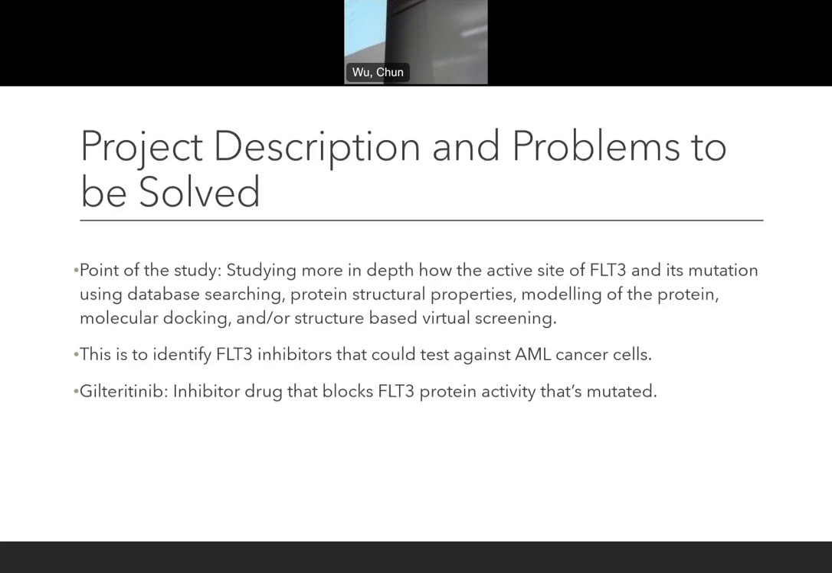And then it's basically to identify FLT3 inhibitors to test against the leukemia cells, and also to identify potential compounds binding to the F691L mutation and block the FLT3 activity. With this inhibitor drug, it basically blocks the activity of the mutated FLT3 protein.